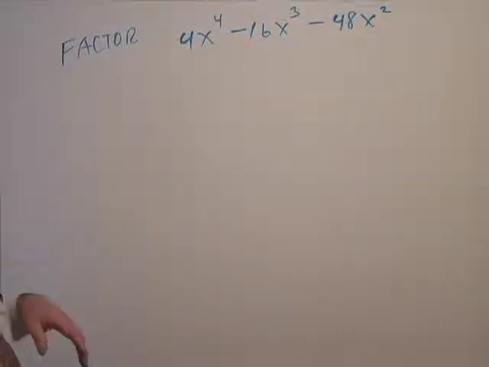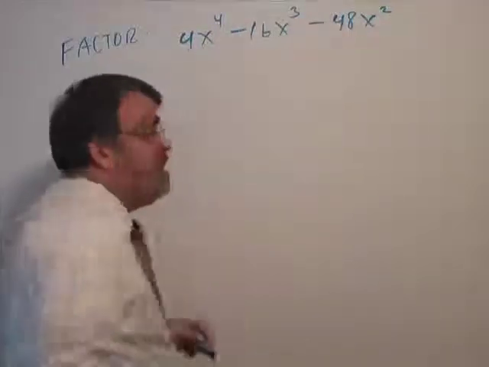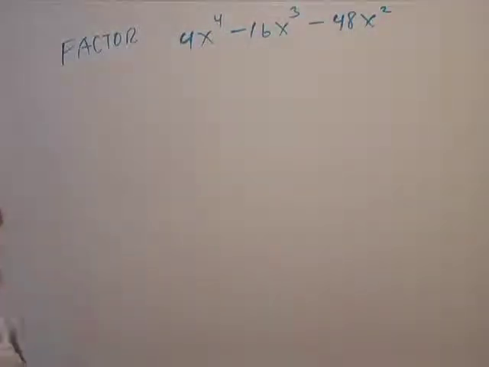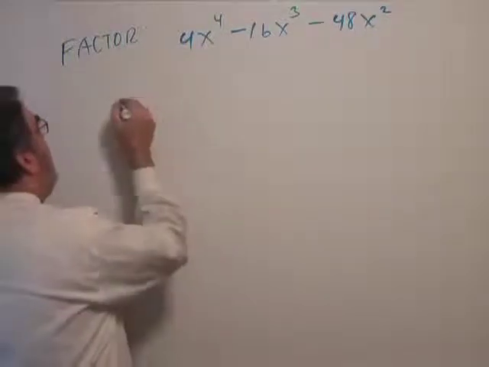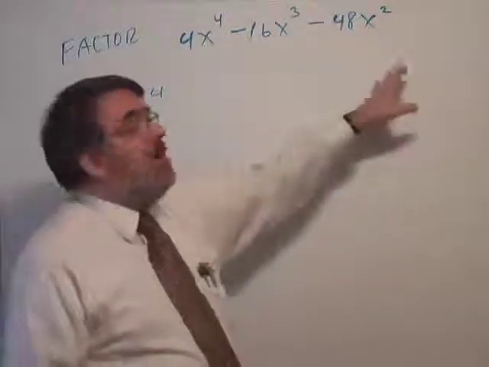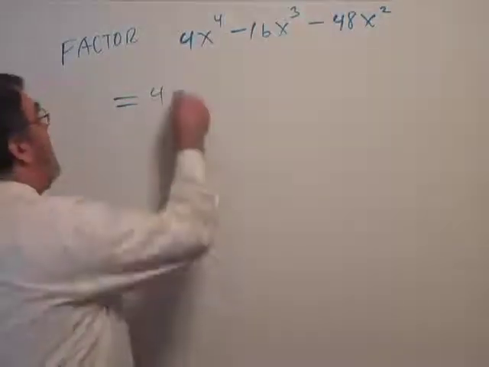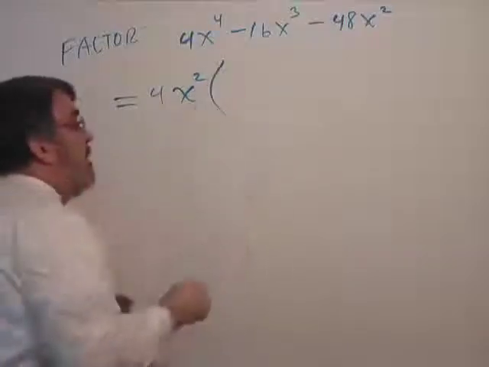So let's look for that greatest common factor. And among the numbers, 4, 16, and 48, it would be 4, wouldn't it? And so I can factor a 4 out. And then look at the variables. There's an x in each place, but x squared is your least or smallest power. So I can factor out x squared.